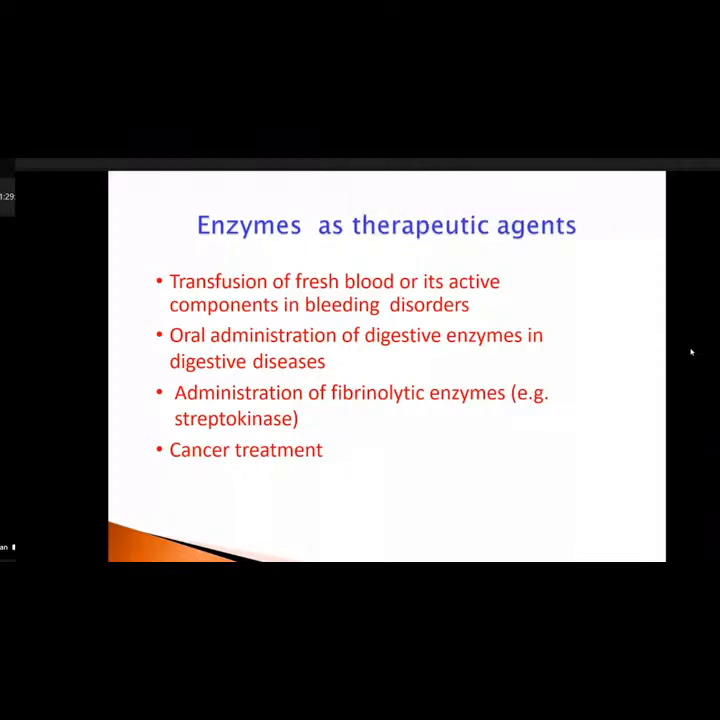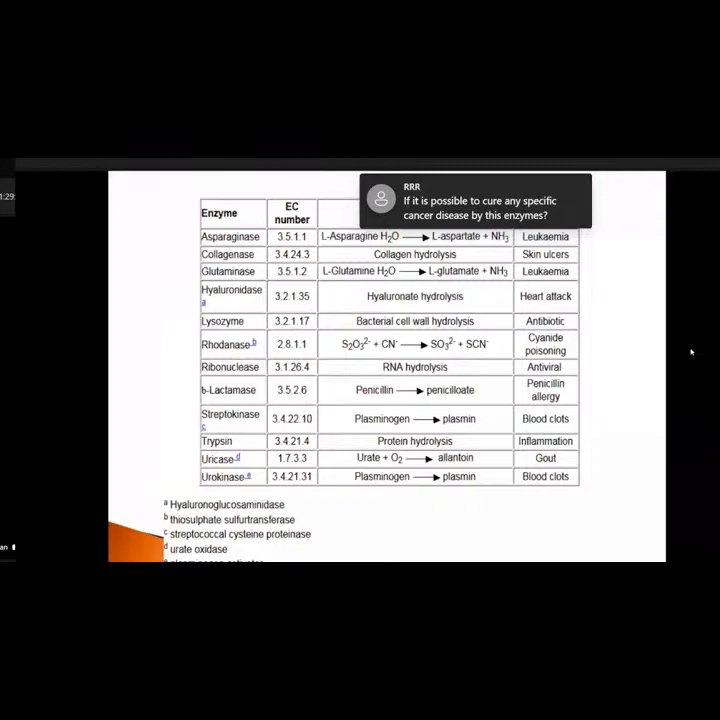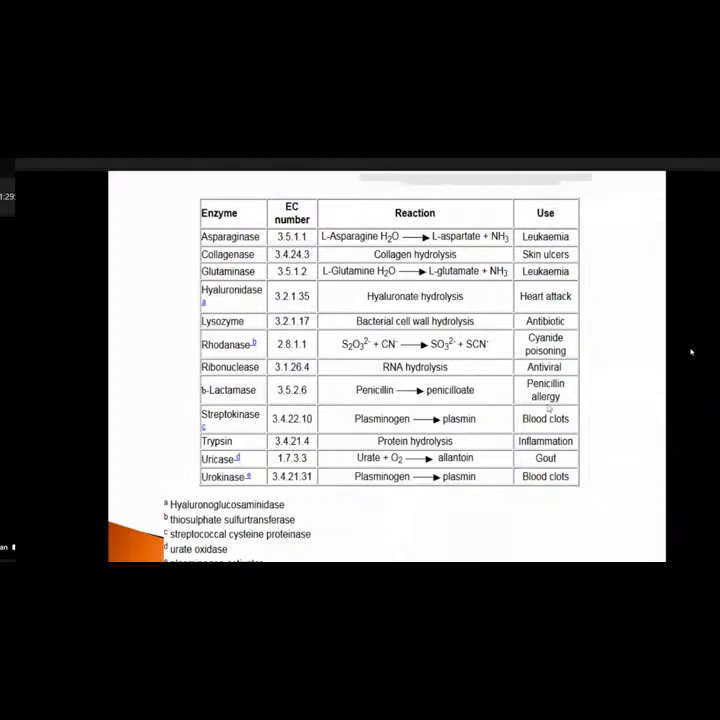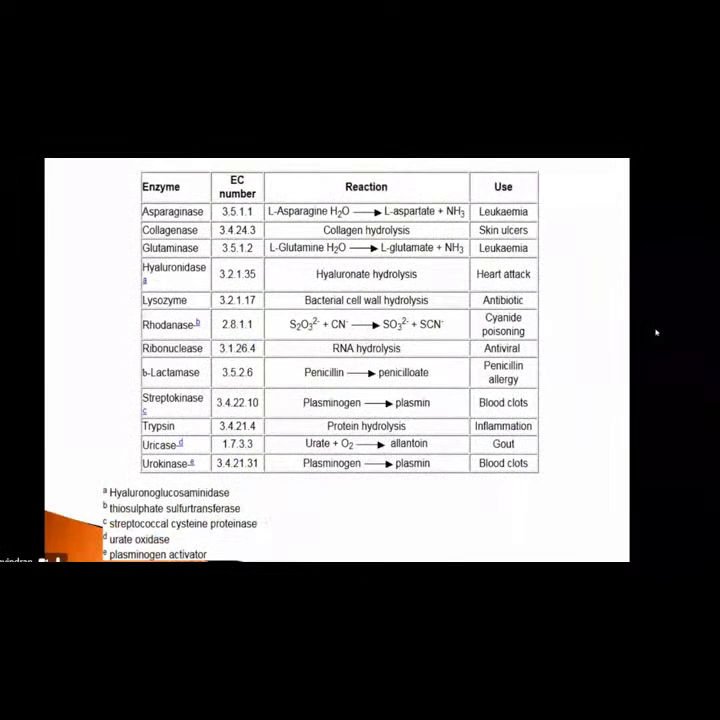Many enzymes are also used in cancer treatment, like uricase and urease. Some examples: asparaginase is used in leukemia, which is blood cancer. Collagenase is used in skin ulcers, and glutaminase is used again in leukemia. Lysozyme is used as an antibiotic. Lactamase is used in penicillin allergy. Ribonuclease is used as an antiviral agent. And one important enzyme, uricase, is used in gout.